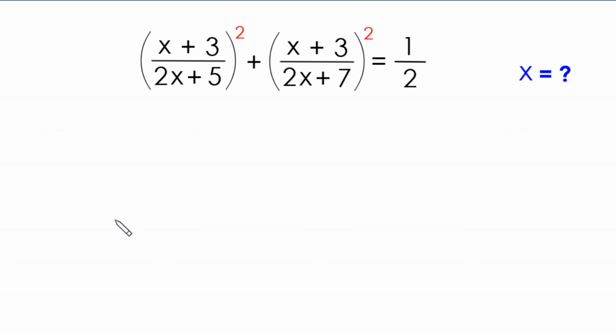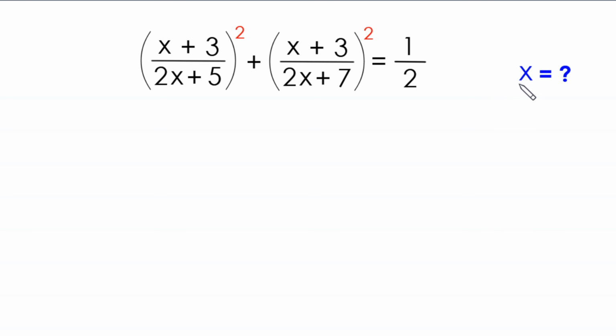Hello everyone, welcome to how to solve this very nice algebra equation: (x + 3)/(2x + 5) whole squared plus (x + 3)/(2x + 7) whole squared equal to 1/2. Our job is to find all possible values of x.